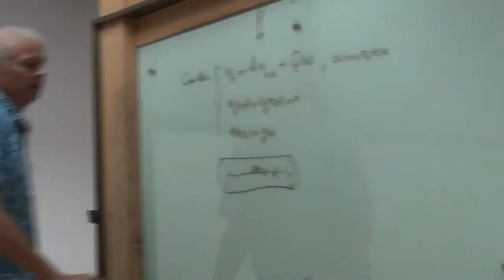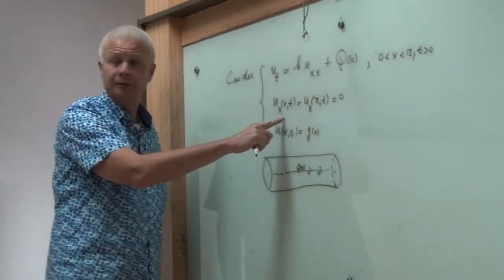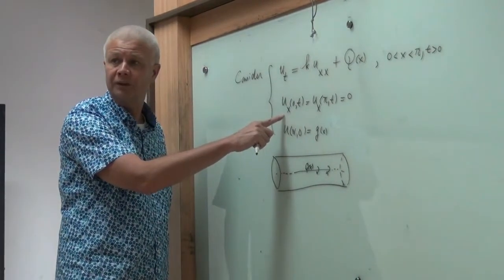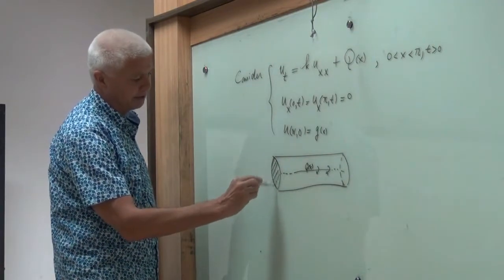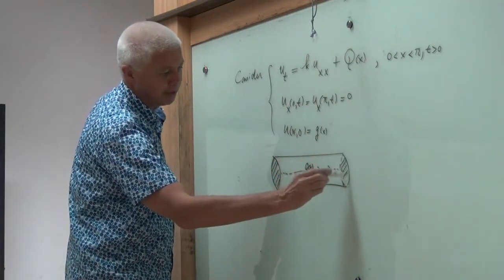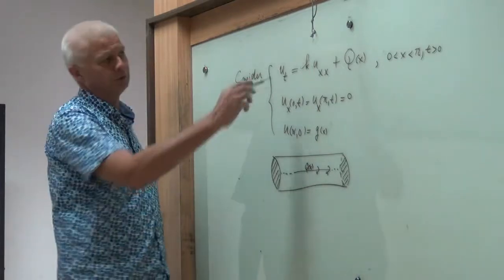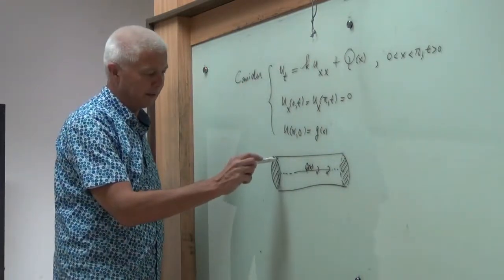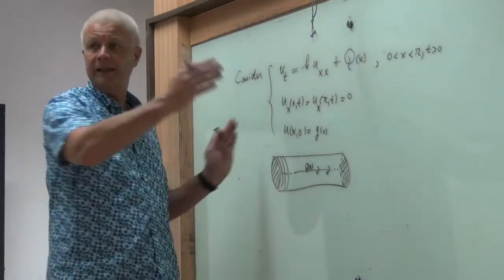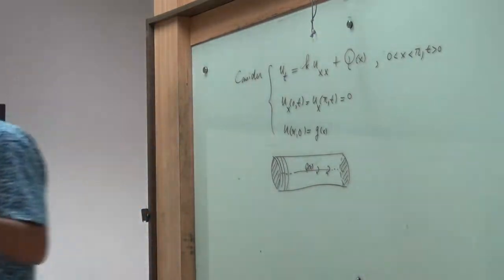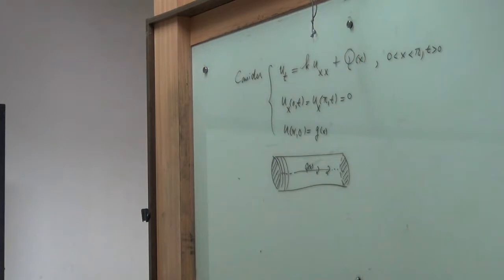What does the boundary condition tell me? It means that the heat flow to the boundary is 0. So this end is insulated, and this end is also insulated. And if you derive this equation, then you also assume that the outside is insulated. So you have a completely insulated rod. That's this physical model. Okay.